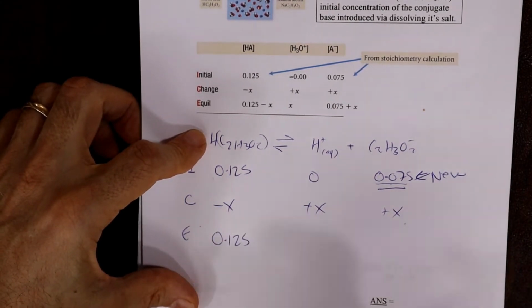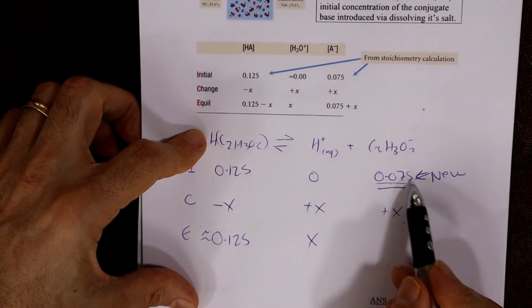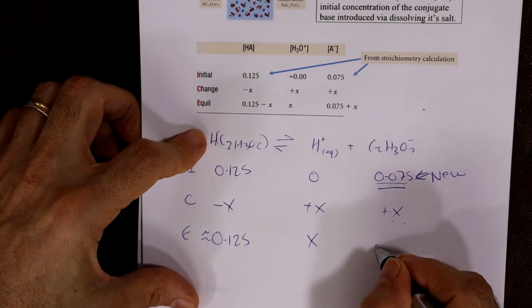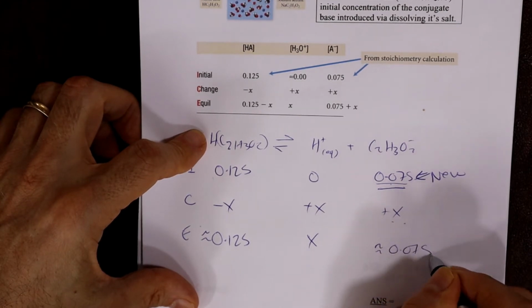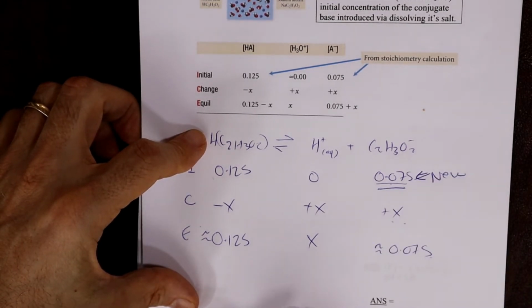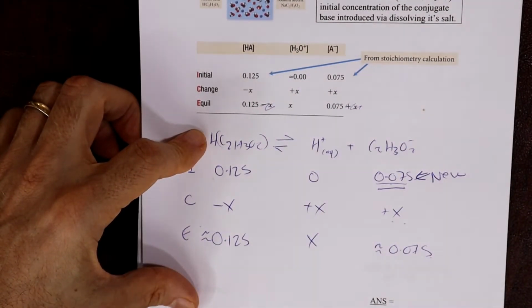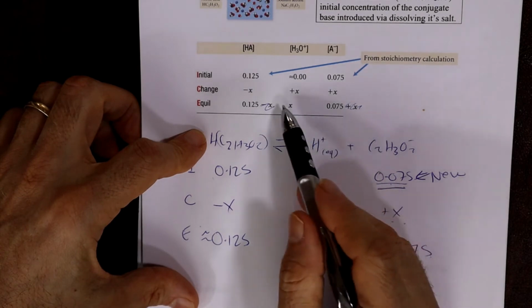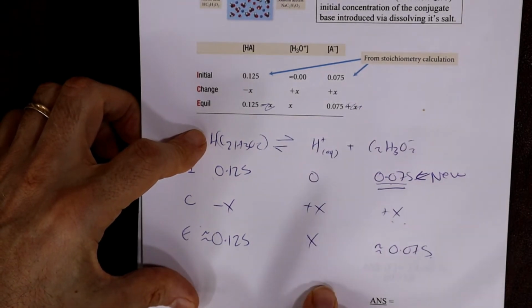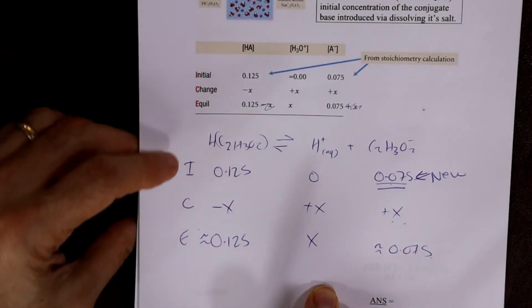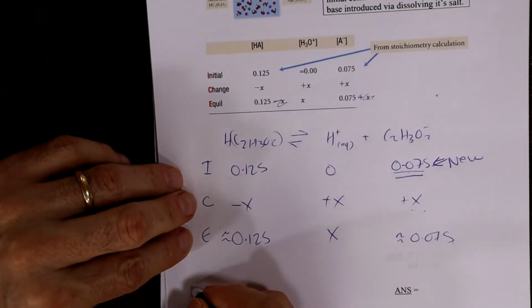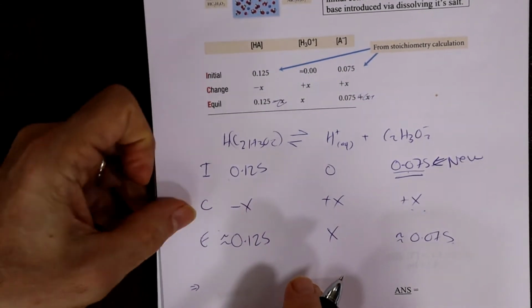0.125, yes, minus x, but weak acid approximation. And again here, we can do the weak acid approximation. X is tiny, so it's approximately 0.075. Nearly there. So up here, we can do that, and that's the true math, but because x is super small, it's not relevant. Nearly there. Great place to pause here.